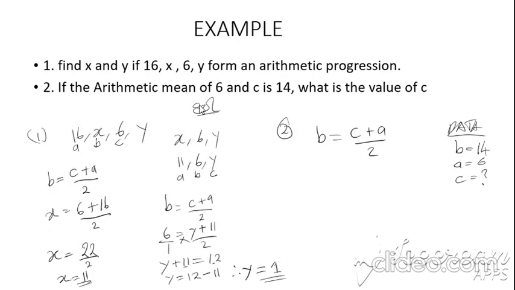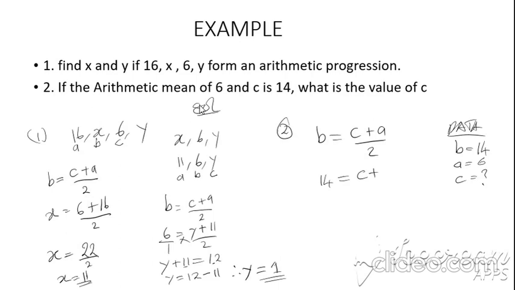Have you seen how questions come? It's A, though they haven't said anything about it. So that's your A. And then here you just have to substitute now. So your arithmetic mean has been given, that is 14, is equal to the one you're looking for, C, plus 6 over 2, like that.